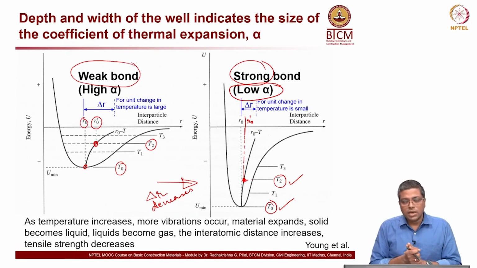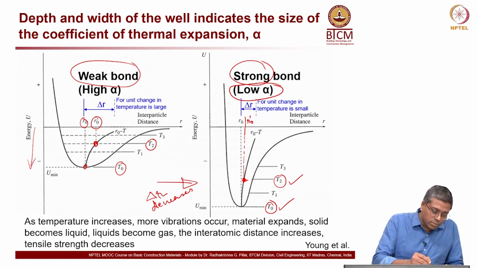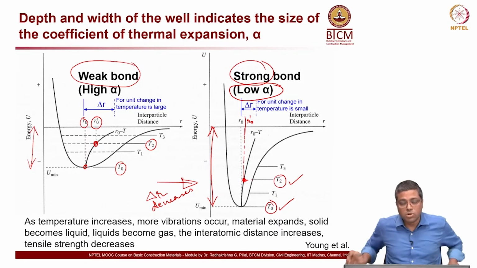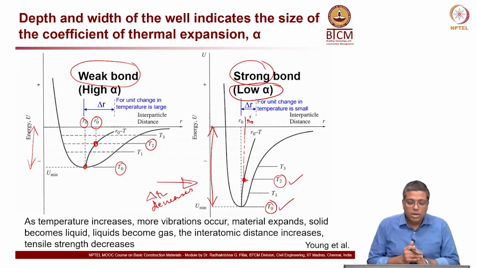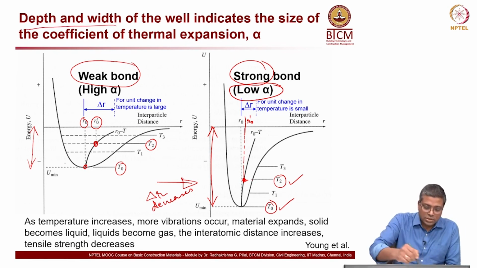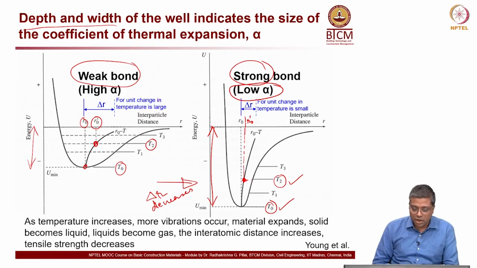So in general we can say, if you have strong bond systems, then you can expect the material to have a low coefficient of thermal expansion. That means the deviation in the dimensions of the material might be very, very limited. Another thing to look at is not only the width but also the depth. The energy required here is also very, very large in the case of a strong bond. We already discussed this in the previous slide. But anyway, the point is that the depth and width of the well, this curve shape, indicate the magnitude of the coefficient of thermal expansion alpha.